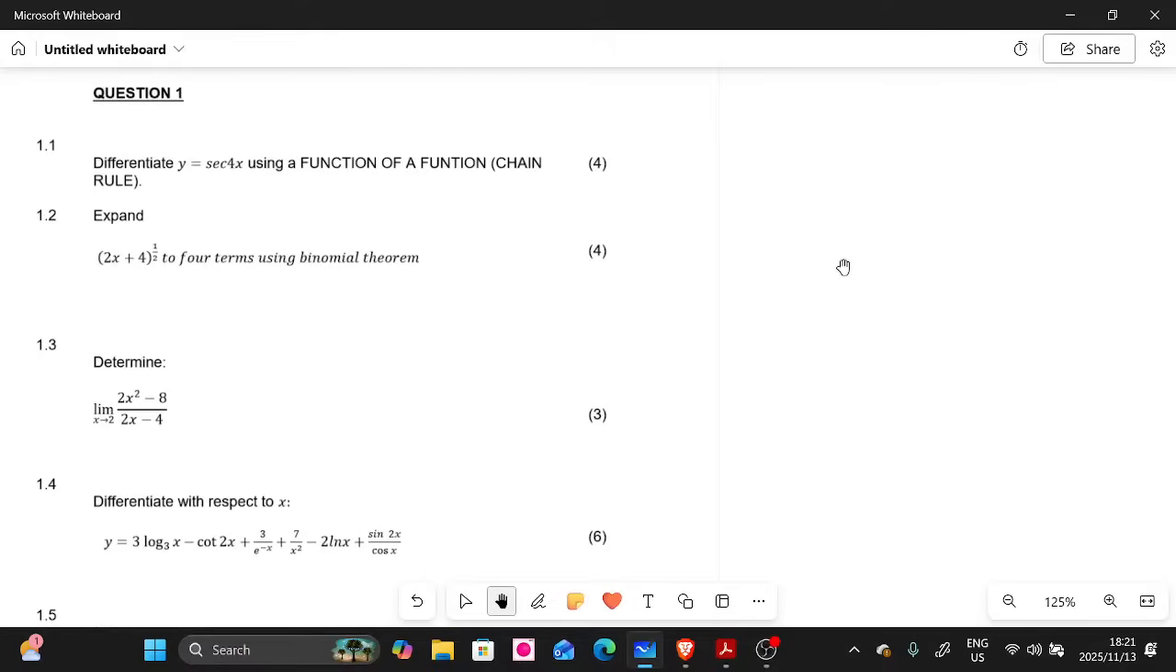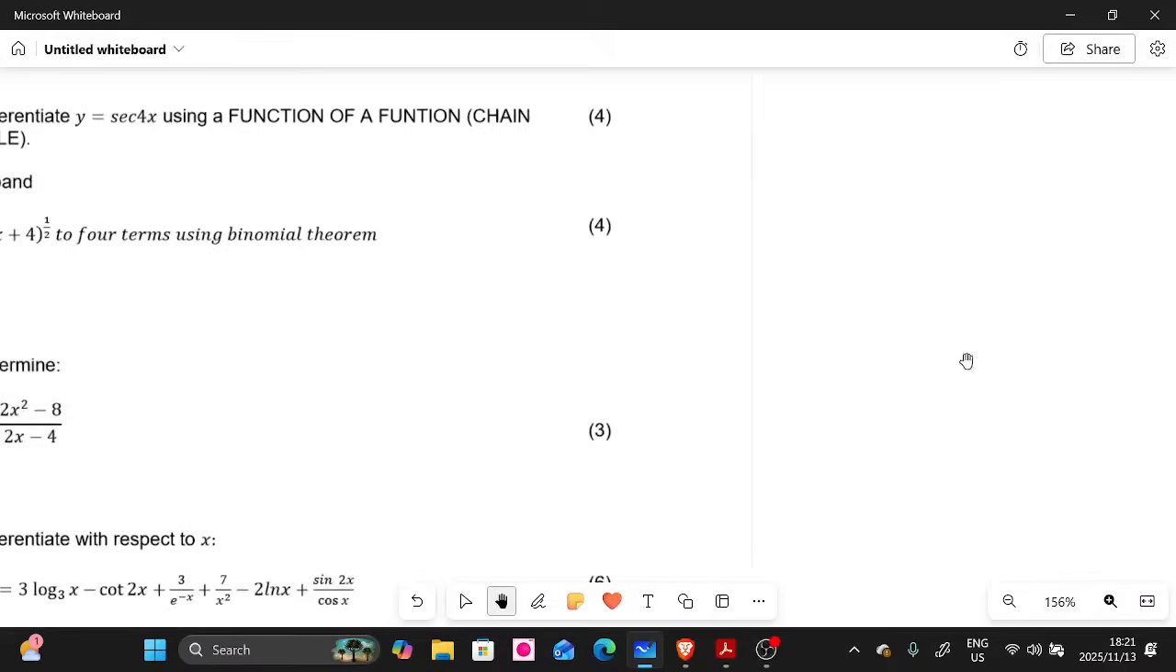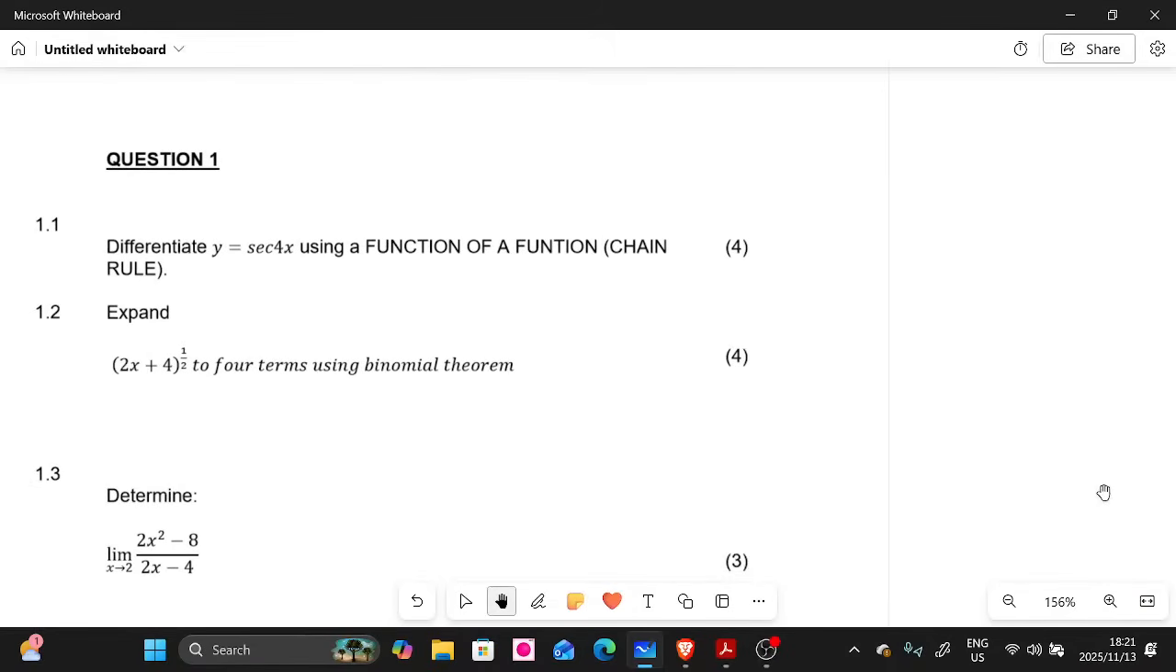All right, people. So let's look at question 1. Let's read the question 1 there of this question here. So question 1 goes like this. Well, it's question 1.1. All of this is question 1, by the way. It says differentiate y equals sec 4x using function of a function, or inside the bracket chain rule.